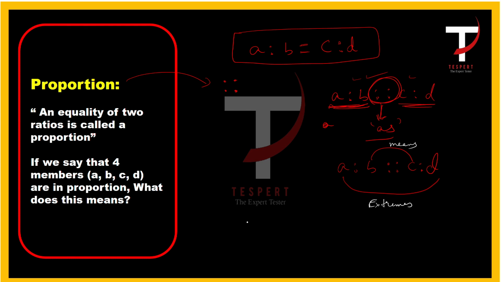So product of means is equal to product of extremes. So B into C is always equal to A into D. So this is the product of means and this is the product of extremes. So remember this.